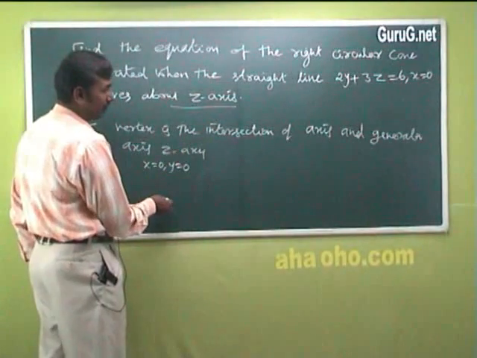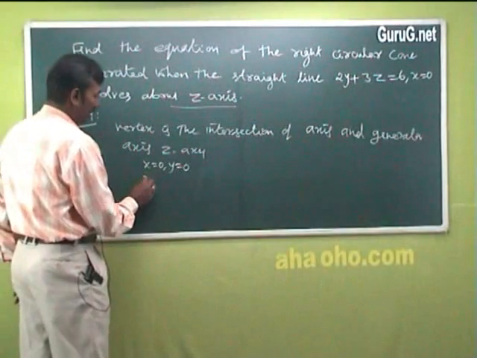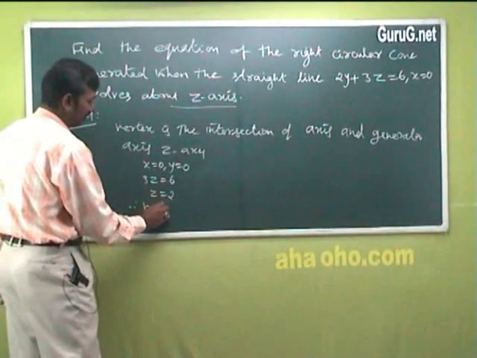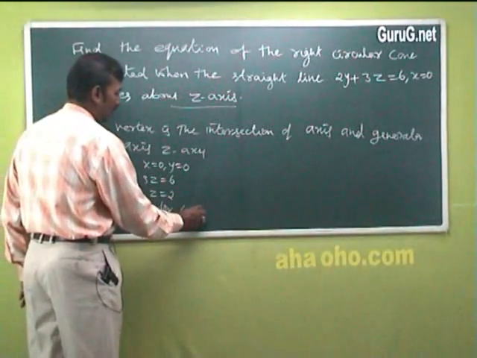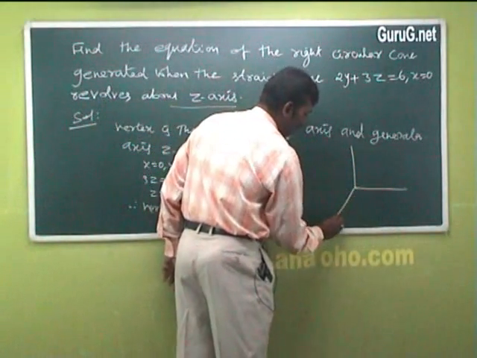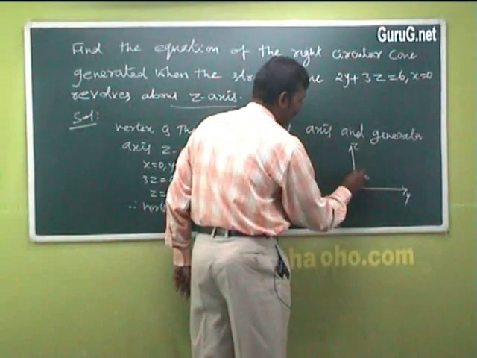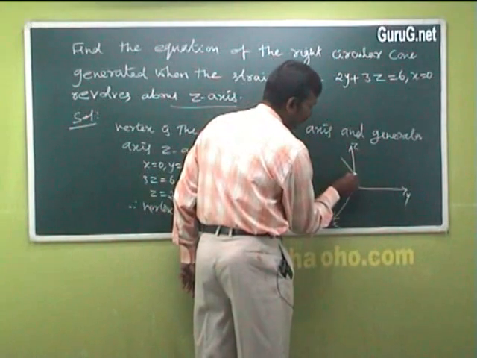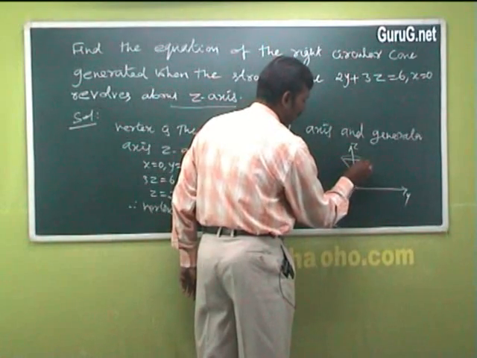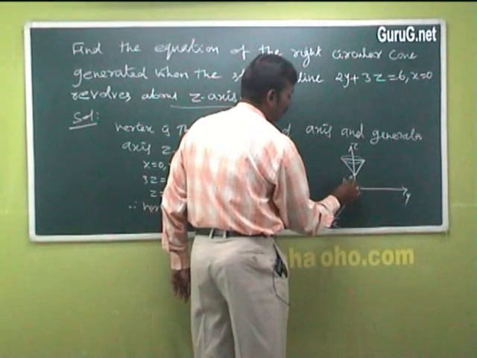So what will happen now? From this you substitute x equal to 0 and y equal to 0, so 3z equal to 6 and z equal to 2. Therefore the vertex is 0, 0, 2, right? This is the x axis, this is the y axis and this is the z axis. So this is the vertex. The cone is like this. So this is the vertex A, 0 0 2.